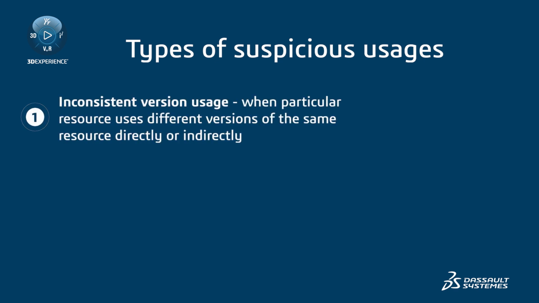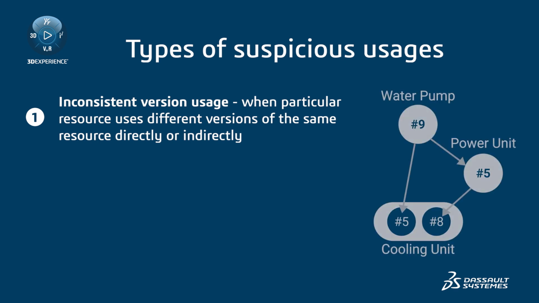The first type, and probably the worst one repository-wise, is inconsistent version usage. It is a usage where a particular resource uses different versions of the same resource directly or through other used resources. You can see an inconsistent version usage example where the water pump version 9 uses the cooling unit version 5 directly and version 8 indirectly through the power unit.